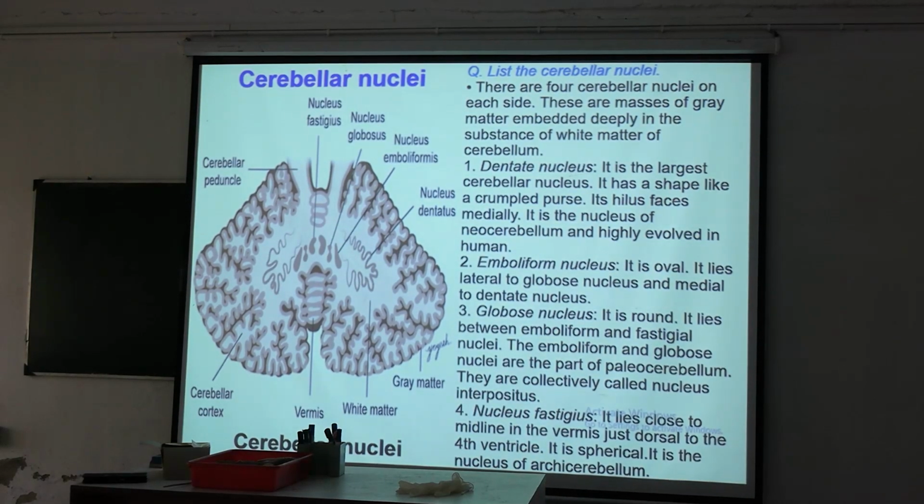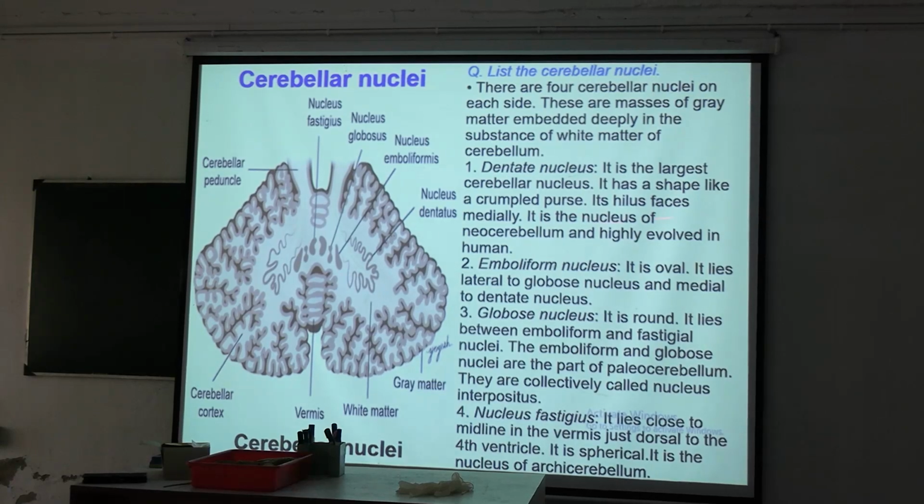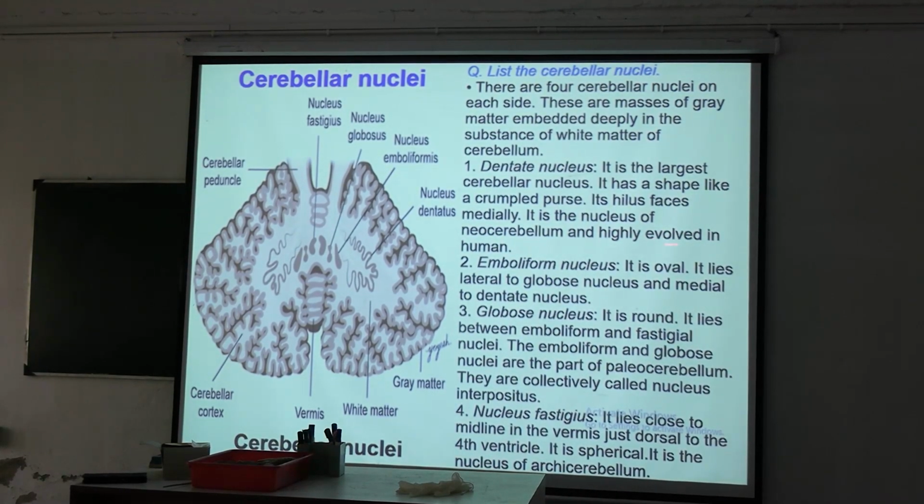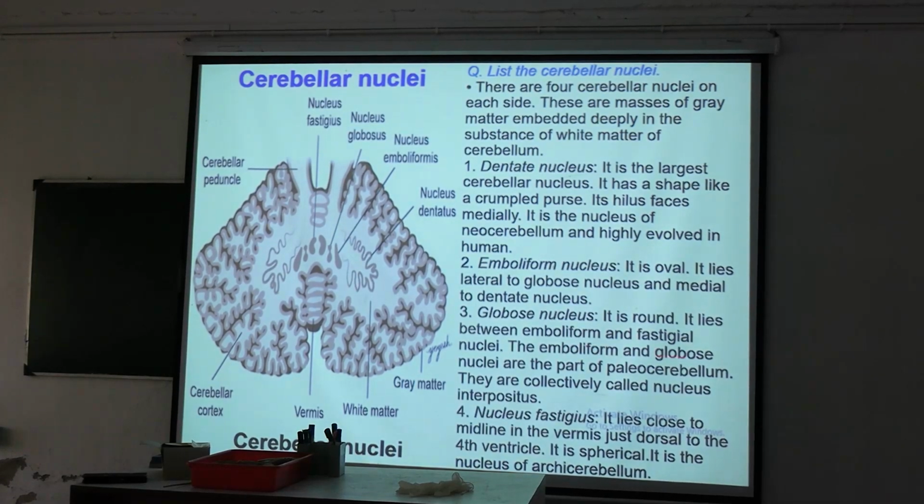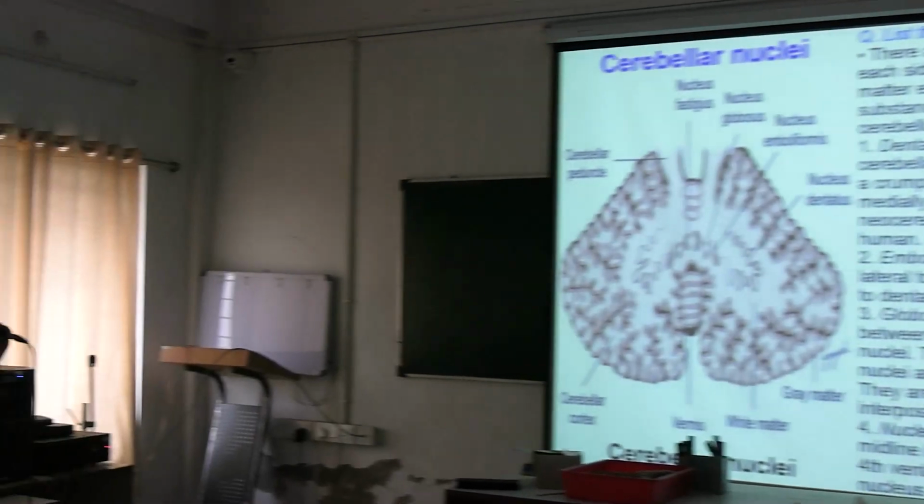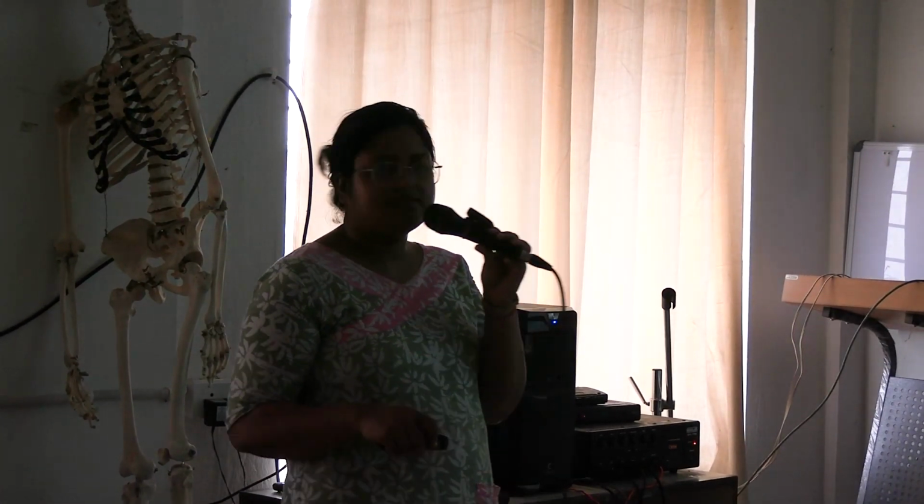This cerebellar nucleus has a shape like a crumpled bag. Its hilus faces medially. It is the nucleus of neocerebellum and highly evolved in the human. Next is emboliform nucleus. It is oval, lies lateral to the globose nucleus and medial to the dentate nucleus. Next is globose nucleus. It is round, lies between emboliform and fastigial nuclei. The emboliform and globose nuclei are the part of paleocerebellum and they are collectively called nucleus interpositus.